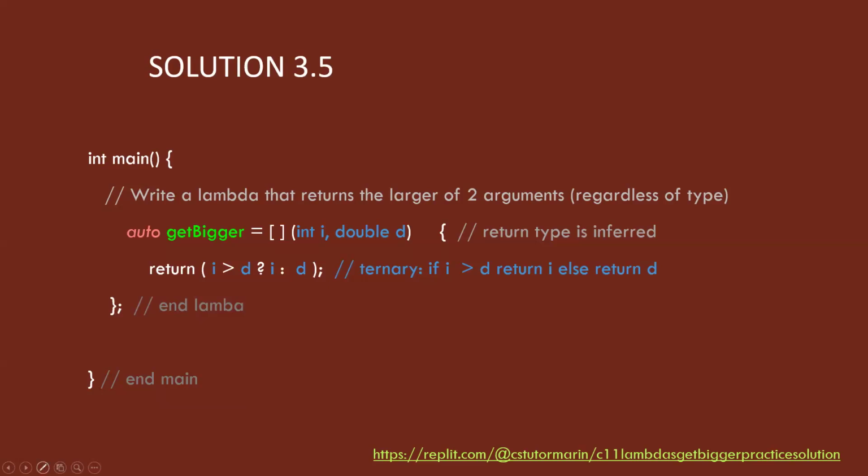And there's our ternary version, right? So you could say, return if I is greater than D, return I, else return D. Okay. Nice way to avoid the if else.